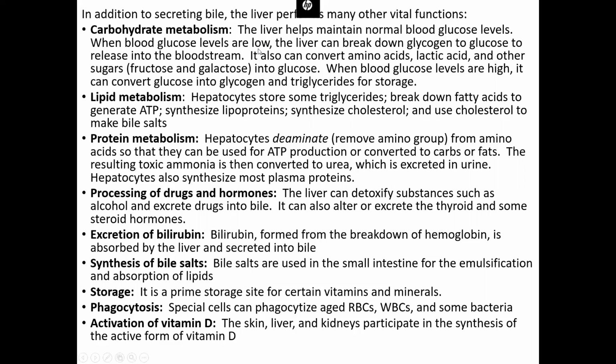And when our blood glucose levels are low, it can break down glycogen to glucose. That's glycogenolysis, releasing that glucose into the bloodstream. It can also convert amino acids and lactic acid along with other sugars like fructose and galactose into glucose. Amino acids and lactic acid made into glucose is called gluconeogenesis.